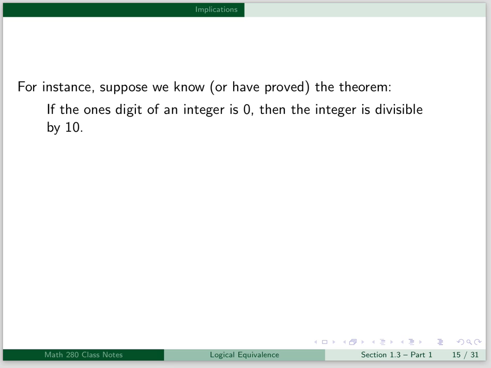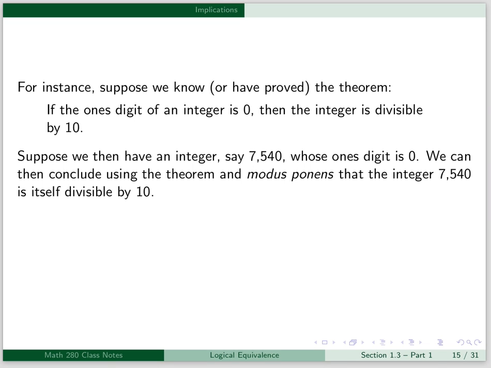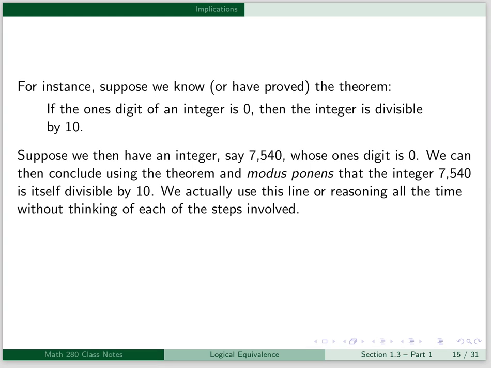For instance, suppose we know or have proved the theorem, if the ones digit of an integer is 0, then the integer is divisible by 10. Suppose we then have an integer, say 7,540, whose ones digit is 0. We can then conclude using the theorem and modus ponens that the integer 7,540 is itself divisible by 10. We actually use this line of reasoning all the time without thinking of each of the steps involved.